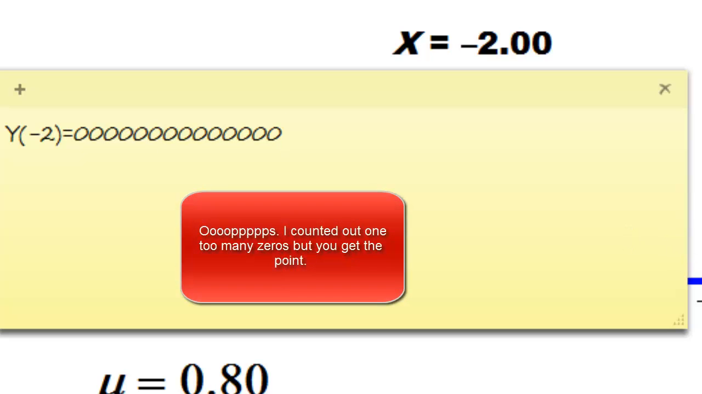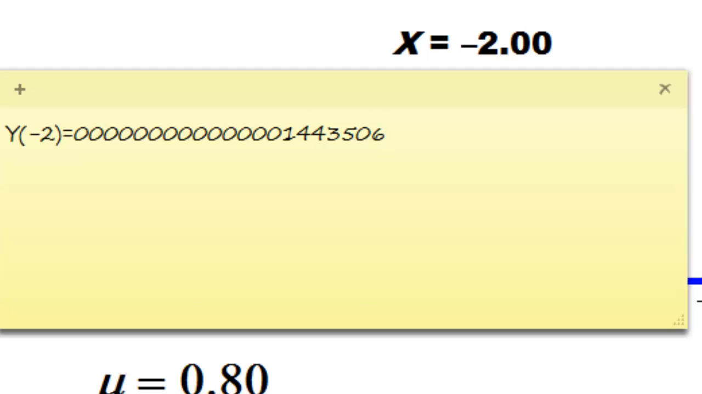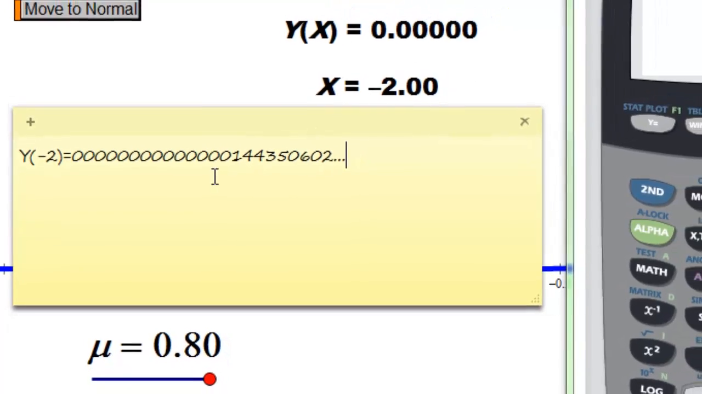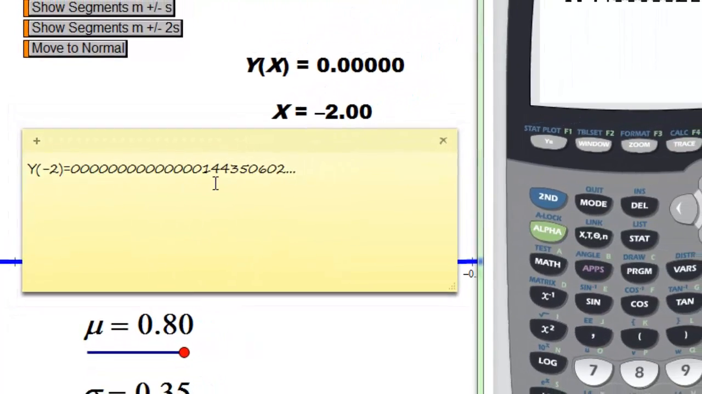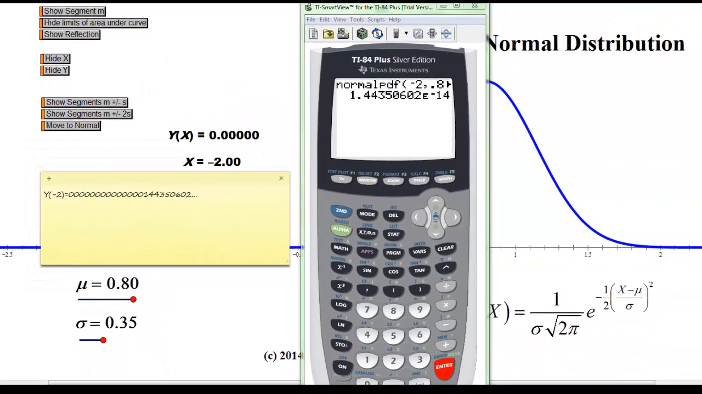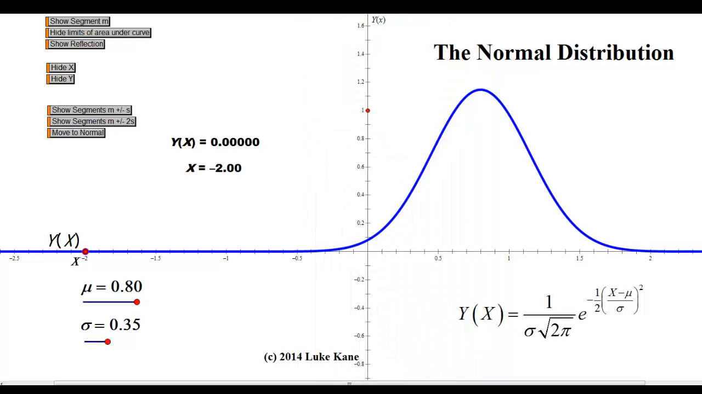And now we can start putting in the numbers that a calculator gave us that are not 0. 1, 4, 4, 3, 5, 0, 6, 0, 2, and so on. I suspect this goes on to infinity. So you'll notice at x equals -2, y is not 0. It is a very tiny number. It is very close to 0. It looks like it's going to get to 0, but the reality is it never does. No matter how far I take x, y of x is always going to be positive. It is never, ever going to be equal to 0.